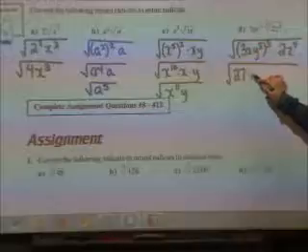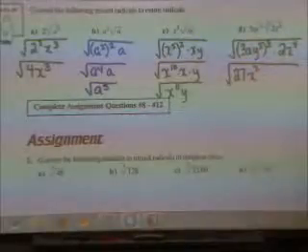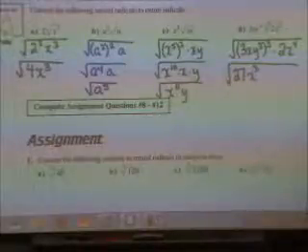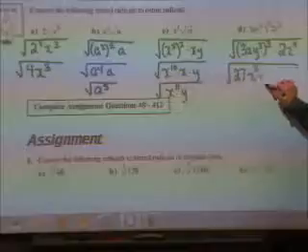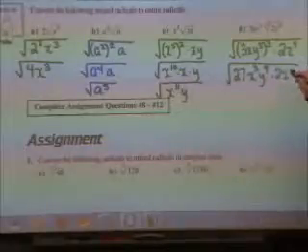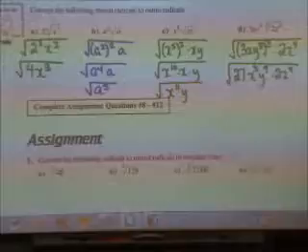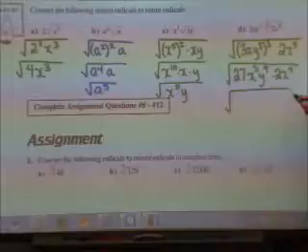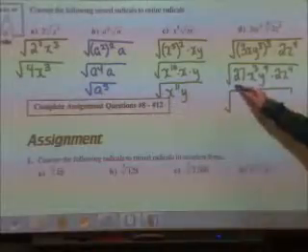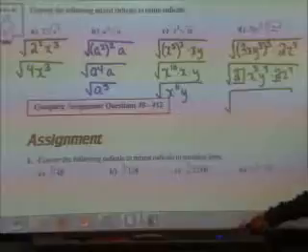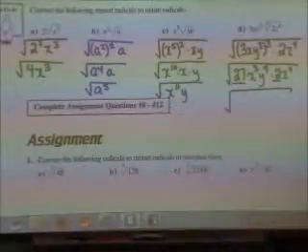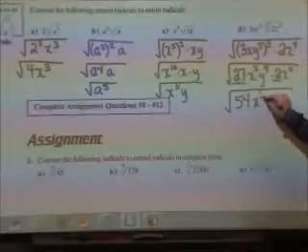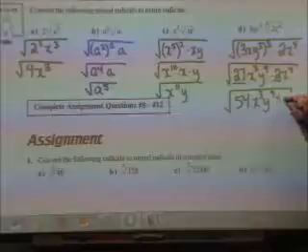X raised to the power of 3 would become x cubed. Y cubed raised to the power of 3 would become y to the power of 9, times 2z to the power of 4. Is there anything else I can multiply together in this statement? The 2 and 27? And what would I get? 54. And then the variables, I generally put in alphabetical order.